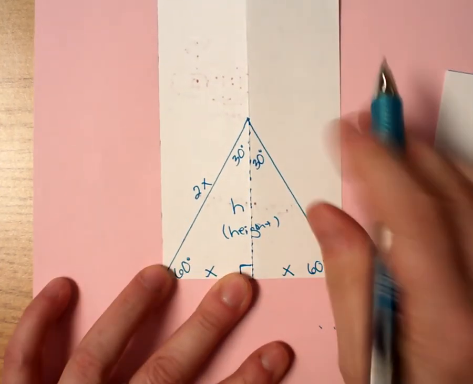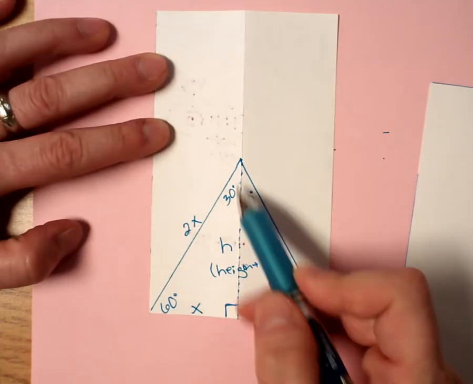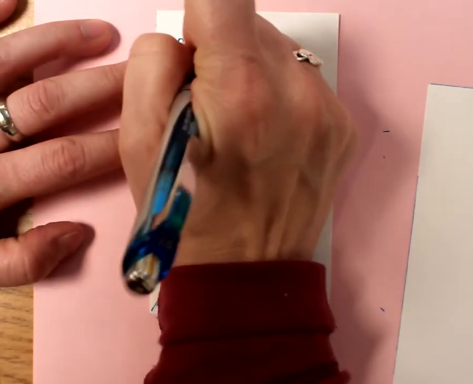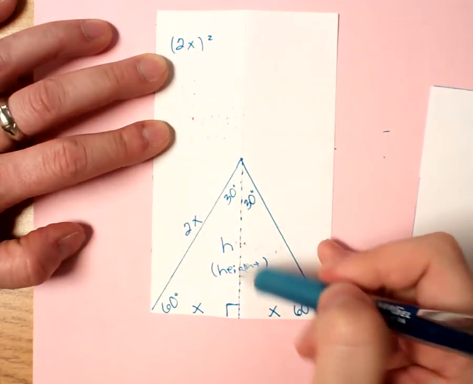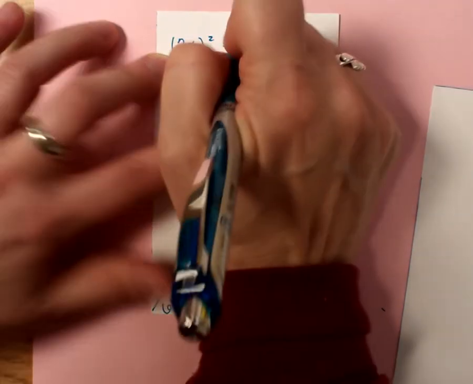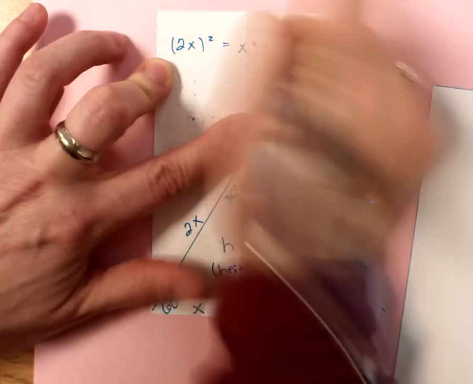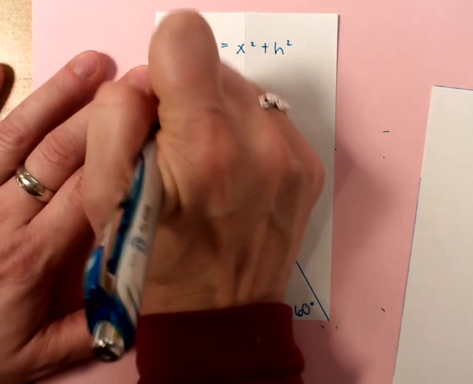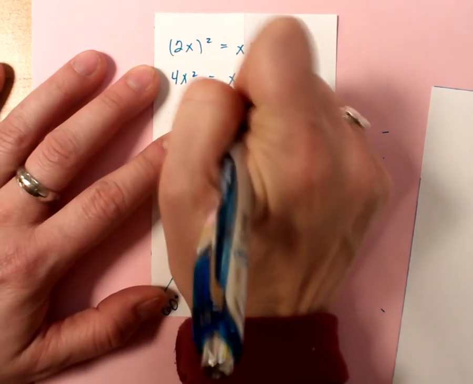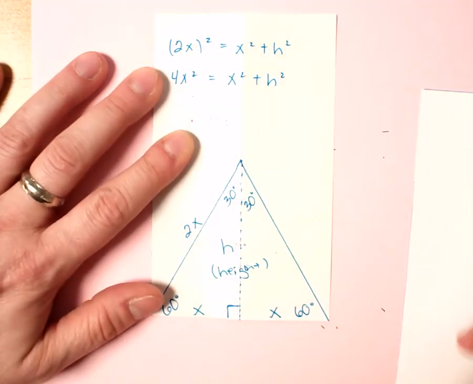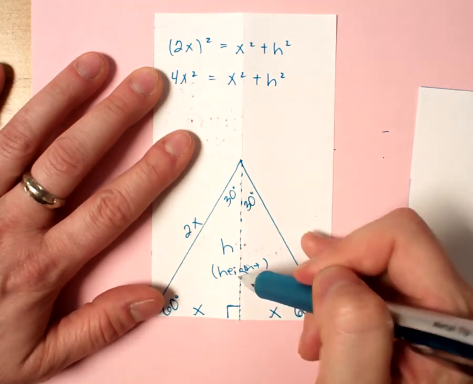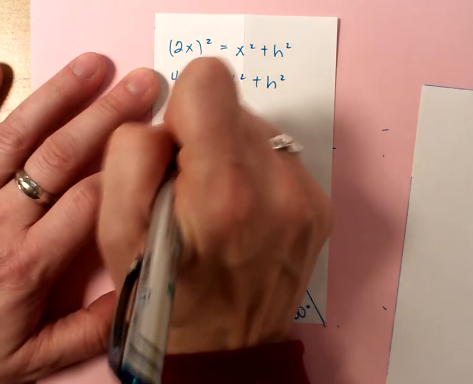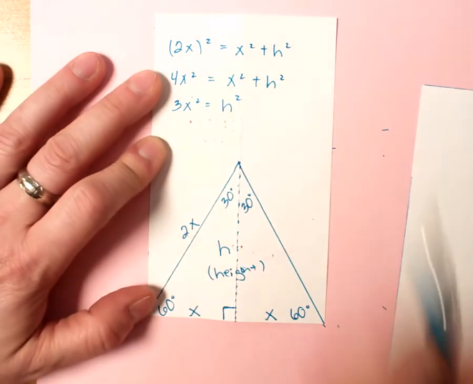So let's go ahead and do our Pythagorean theorem again. So the hypotenuse in this triangle is the 2x. So I'm going to have a (2x) quantity squared. And then my legs are an h and an x. So I can write that as x squared plus h squared. Now let's get rid of these parentheses. So 2x times 2x is going to be 4x squared equals x squared plus h squared. Remember, we're trying to get an expression for h, so we're going to try to isolate this piece. So I'm going to move that x squared over. So I'm going to get 3x squared equals h squared.